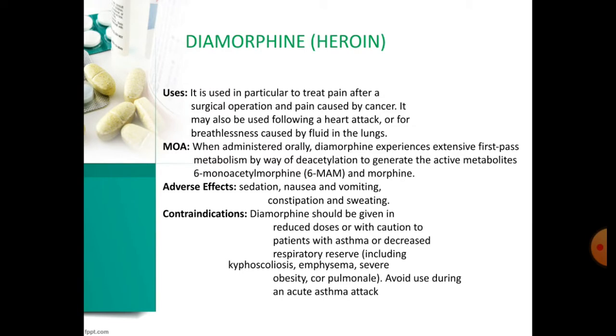So we have here diamorphine, also known as heroin. It is used in particular to treat pain after a surgical operation and pain caused by cancer. It may also be used following a heart attack or for breathlessness caused by fluid in the lungs. Its MOA is that when it is administered orally, diamorphine experiences extensive first-pass metabolism by way of deacetylation to generate the active metabolites, including morphine. Its adverse effects are sedation, nausea and vomiting, constipation, and sweating.